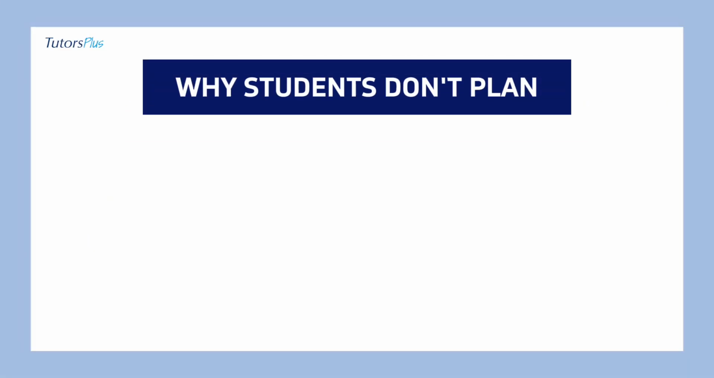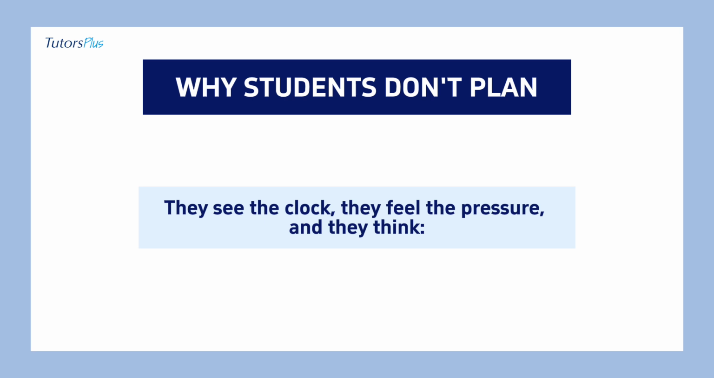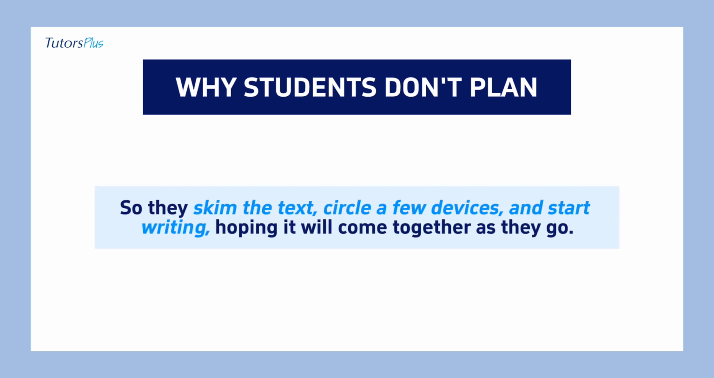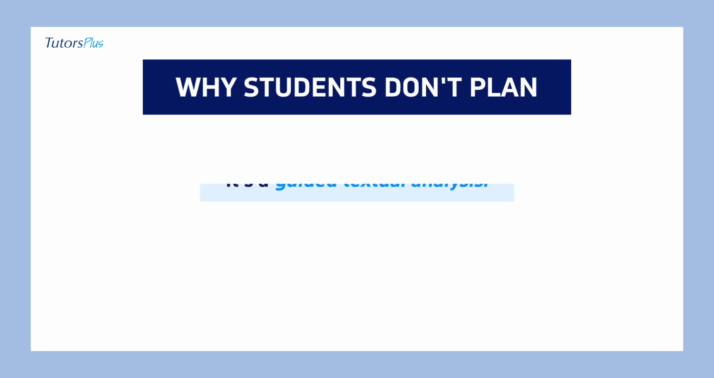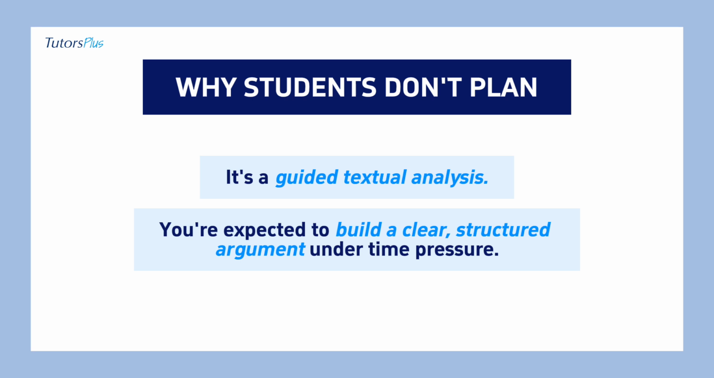So we're changing how we panic in those first 10 minutes. We see the clock, we feel the pressure, and instantly the thing that comes to mind is, I don't have time to plan. Which leads into skimming the text, circling some devices, and starting to write, hoping it'll come together as we go along. But Paper 1 isn't about guessing your way forward. It's about guided textual analysis. You're expected to build a clear, structured argument under time pressure.